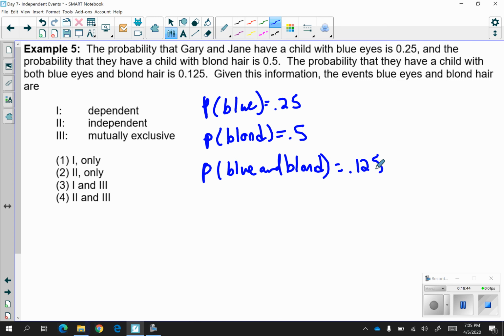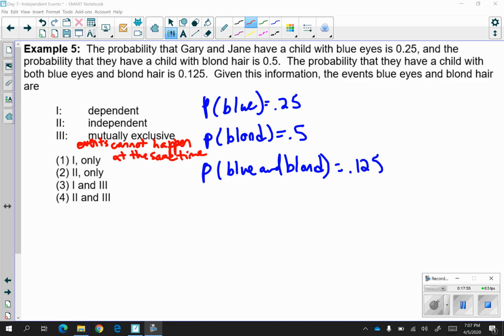Given this information, the events blue eyes and blonde hair are what? So let's talk about what it means to be mutually exclusive. Mutually exclusive means that they cannot happen at the same time. The events occur separately.